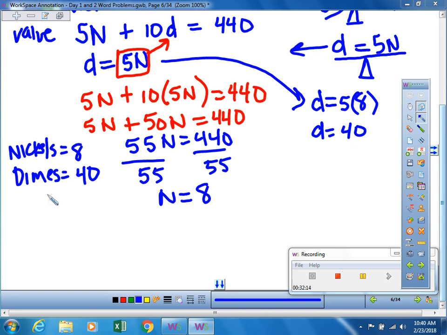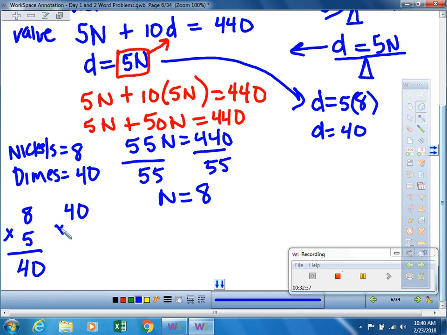All right. So my check, we already put it into this one, so we know that that one's right. So we need to put it into the value. You just multiply it times the value. If I have 8 nickels and they're each worth 5 cents, 8 times 5 is 40. And if I have 40 dimes and they're each worth 10 cents, 40 times 10 is 400. If I add those two values up, 40 and 400, that equals 440. Did it get me to my value? Yes. So you know that it checks. Yes, you have to check.